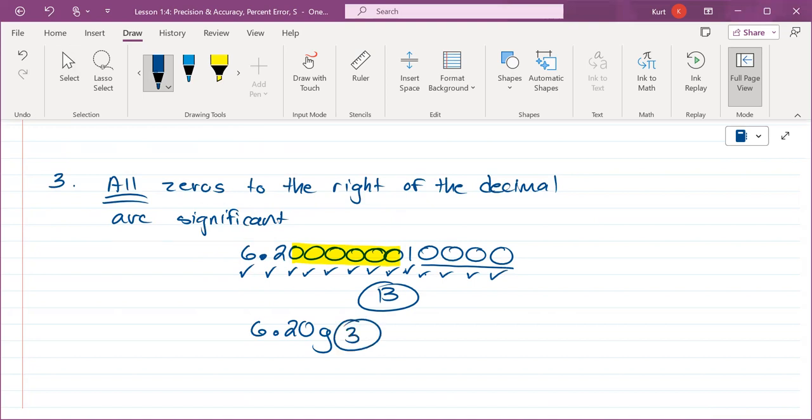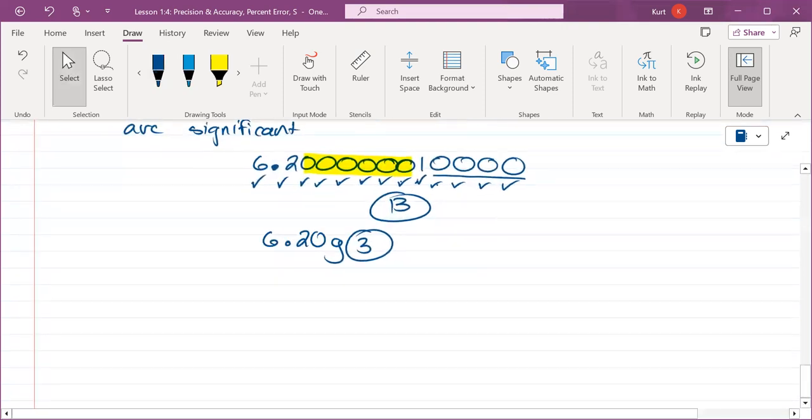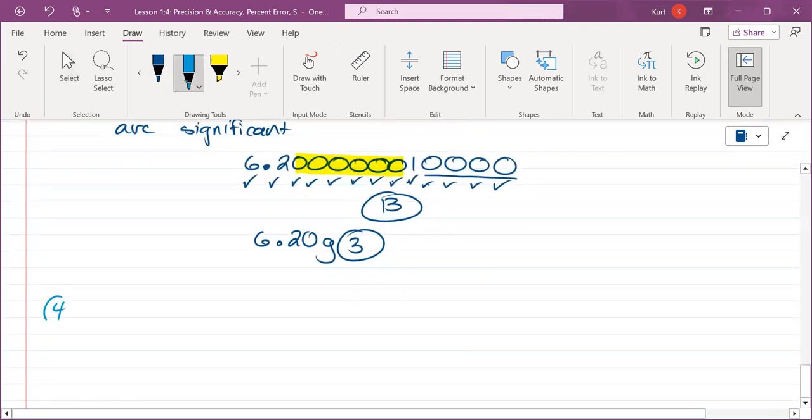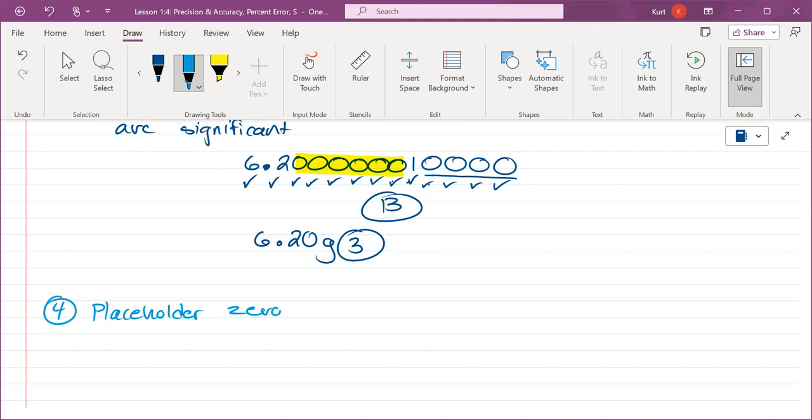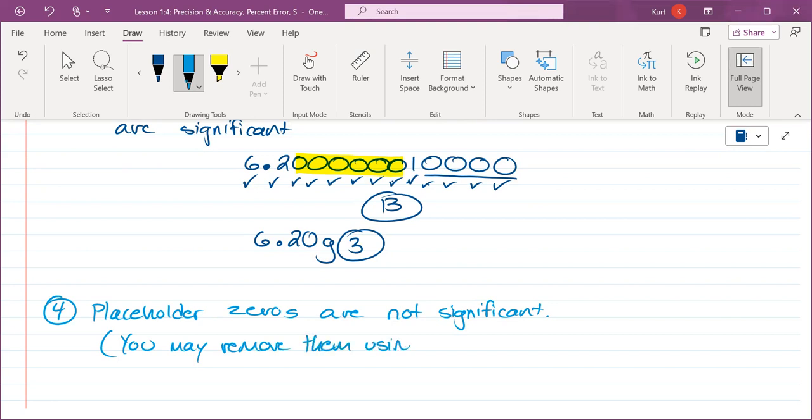Nick, are you getting it? All right. Rule 4, final rule. Placeholder zeros are not significant. You may remove them using scientific notation.